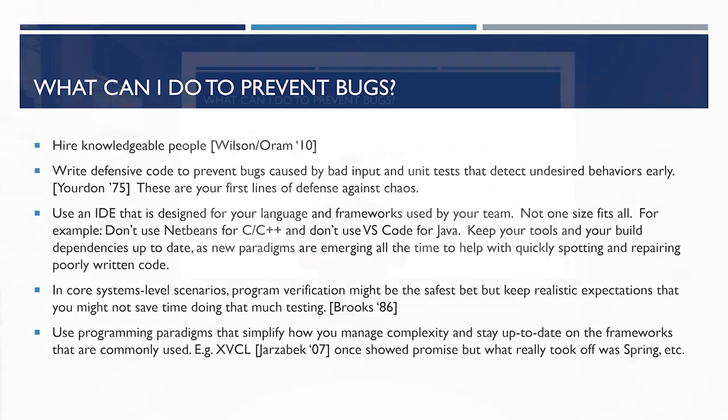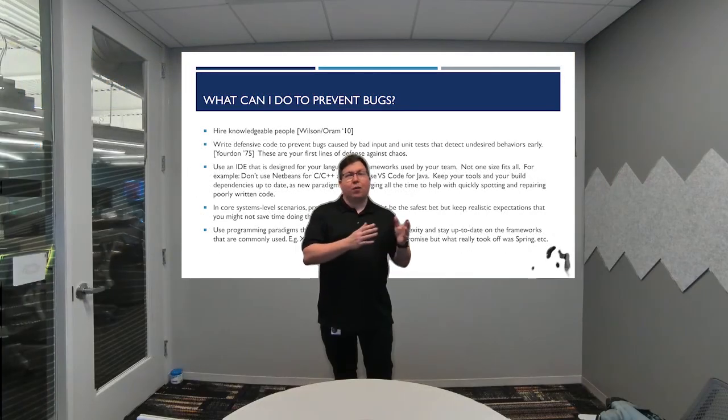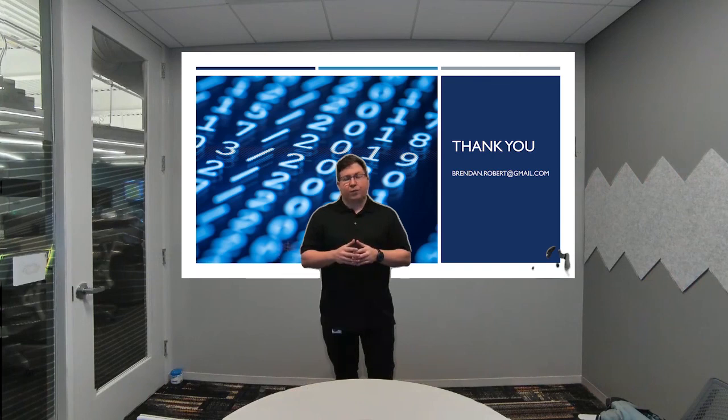And finally, the last way you can prevent bugs is to solve the complexity problem early by using modern frameworks that are well tested and well supported. For example, Jarzabek wrote about XVCL. It hasn't really caught on. However, if you look at the specification of XVCL, it looks a lot like Spring. In fact, I would even venture to say that Spring is based on a lot of the things that XVCL was proposing.